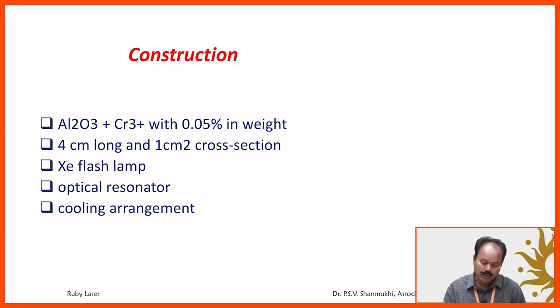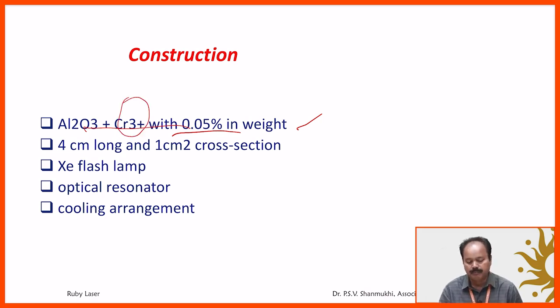Coming to the construction, ruby belongs to the GEMS category. It is actually aluminum trioxide, but some of the aluminum ions are replaced by chromium ions with a percentage of 0.05% in weight. Aluminum trioxide is a transparent material. Because of the chromium percentage, it gets color. As the chromium percentage increases, the color also increases from pink to red.